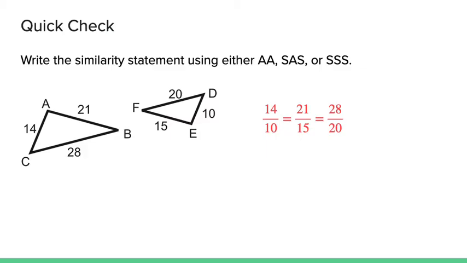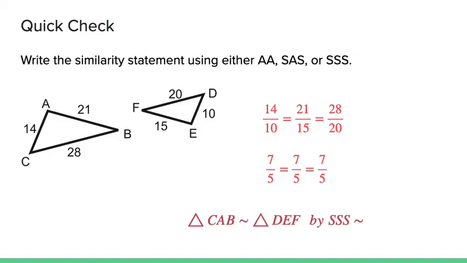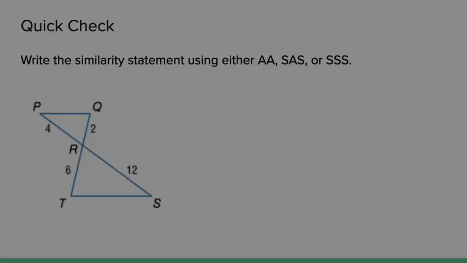Well, 14 over 10, I can divide both of those numbers by 2 over 2, and I get 7 over 5. What about the other two fractions? What did they simplify to? Turns out they all simplify to the same thing, therefore the ratio of corresponding sides is equal, and triangle CAB is similar to triangle DEF by side, side, side similarity. We'll look at another example.